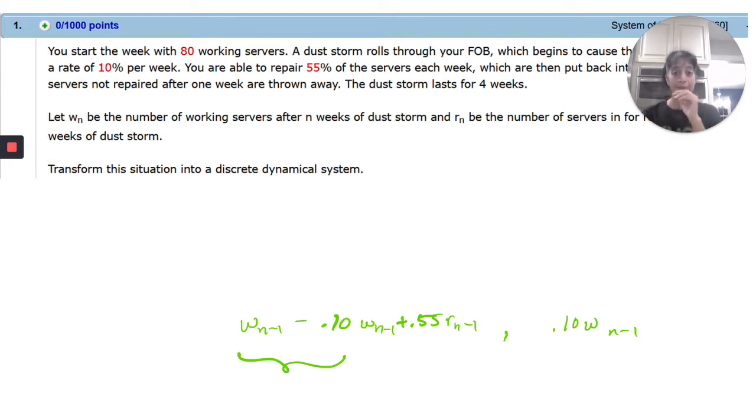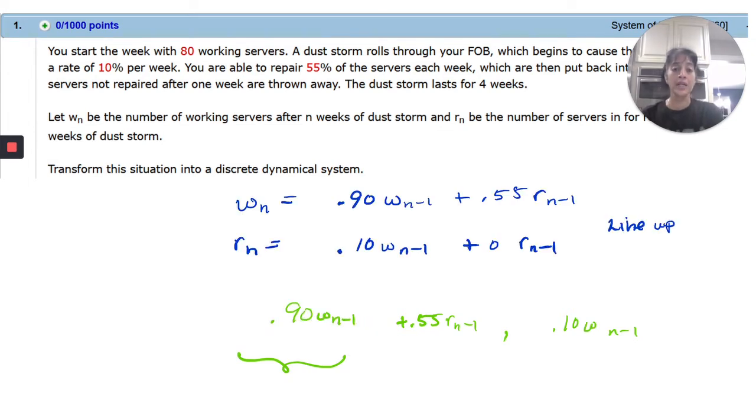All right, I'm going to clean this up a little bit. This part right here, W sub n, I can combine these two. That's 0.90 W sub n minus 1. And then I'm going to line them up. W sub n is equal to 0.90 W sub n minus 1 plus 0.55 R sub n minus 1. R sub n is equal to 0.10 W sub n minus 1 plus 0 R sub n minus 1. And notice I put the 0 there.